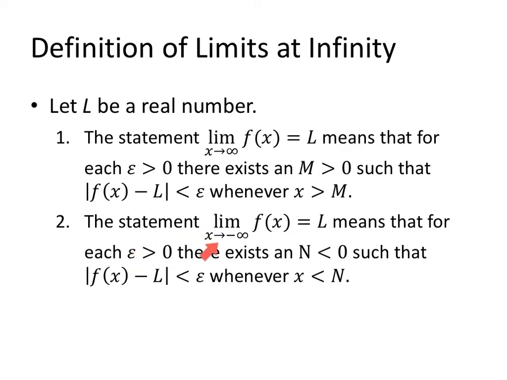Similarly, the statement limit as x approaches negative infinity of f of x equals L means that for each epsilon greater than 0, there exists an N, less than 0, it's negative, such that f of x minus L, that distance, is less than epsilon as long as x is small enough, right? Negative number, so it's small enough. So I could get my y values as close to this L as I want, as long as x is going to negative infinity, going to positive infinity. Once it gets big enough, let's see what big enough means.